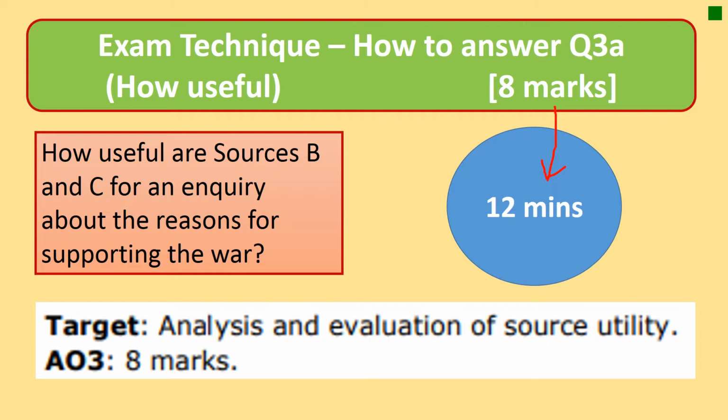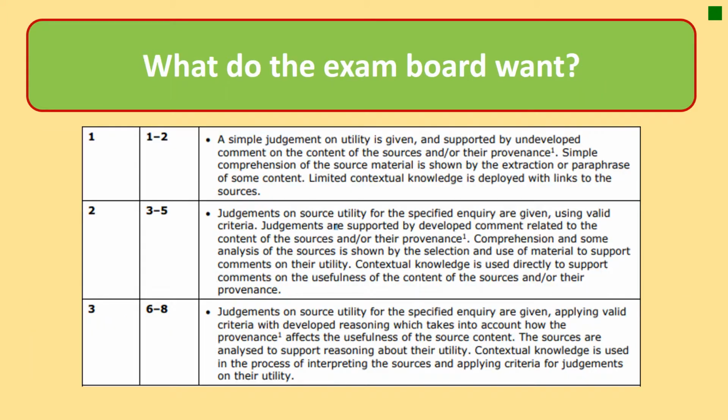Also note that we're not just talking about usefulness in a kind of generality, but we have to have a look at the focus. In this case, it's the reasons for supporting the Vietnam War. Next year it could be opposition, could be a number of things. And if we have a look, all 8 marks are given over to AO3, which is the analysis and evaluation of source usefulness. Now, that doesn't mean there's no knowledge having to be applied. There really, really is.